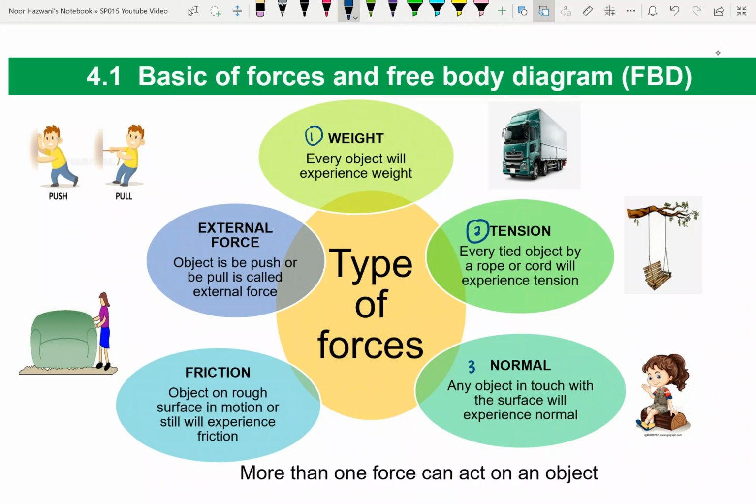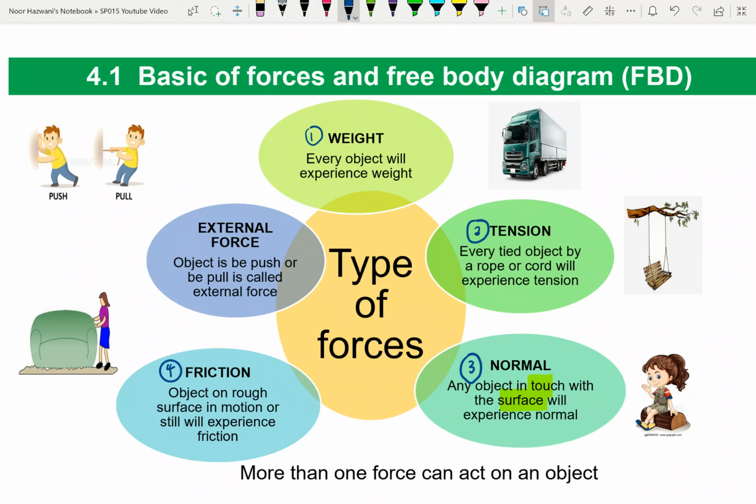Okay, number 3, we have normal force. So normal force ni bila masa dia ada? Bila we have contact with surface. So kalau you nampak objek tu ada contact dengan surface, tak kisahlah dia melekat pada dinding ataupun dia sedang berdiri dekat atas lantai, whatever, tak kisah surface tu pun macam mana, tapi dia ada contact, so means that object got normal force.